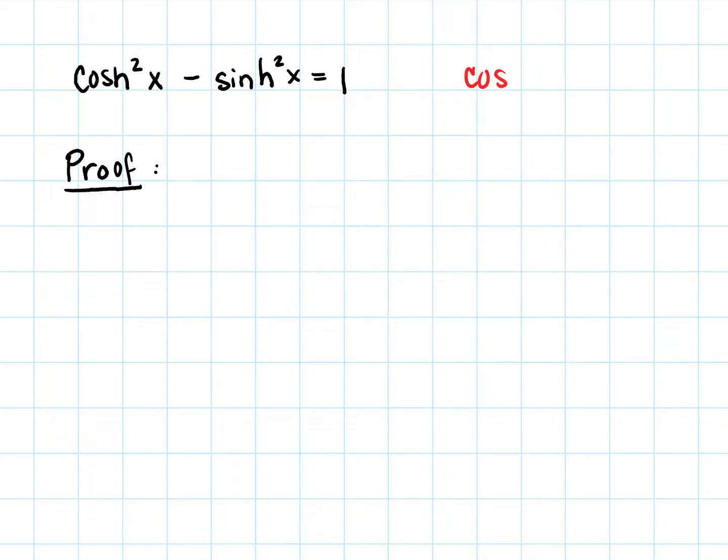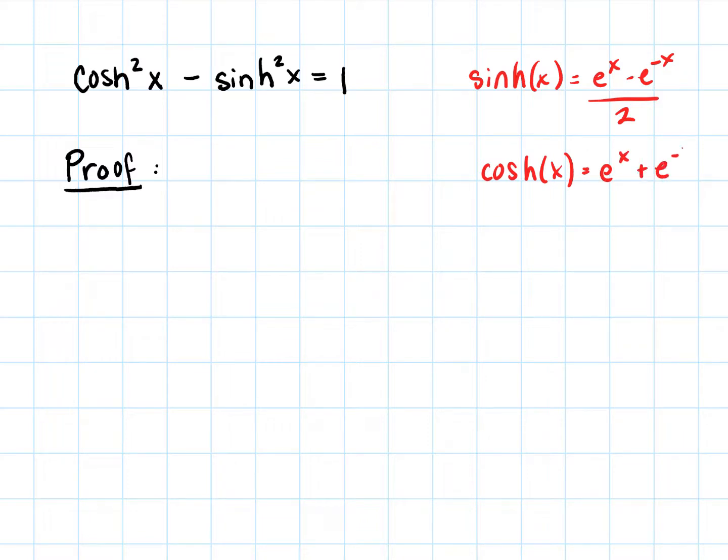The hyperbolic sine is defined as e to the x minus e to the negative x over 2, and the hyperbolic cosine of x is e to the x plus e to the negative x over 2. If I want to prove this identity, let's start with hyperbolic cosine squared minus hyperbolic sine squared, and prove that that is in fact equal to 1.